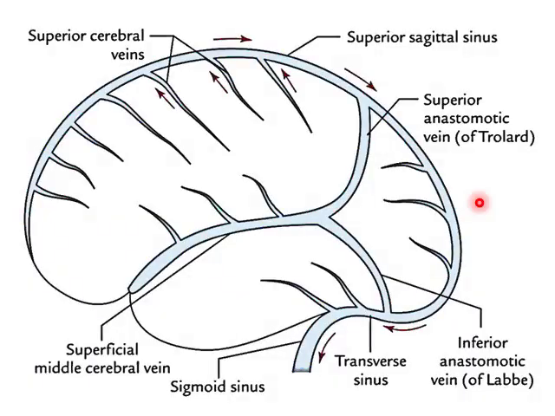This is a diagram for the lateral surface of the brain. As you see, we've got a superior cerebral vein. These superior cerebral veins are a group of veins. Actually, it's not one vein. They are all draining into the superior sagittal sinus. We have a superficial middle cerebral vein. This is part of the middle cerebral vein. It runs in the lateral sulcus, having two anastomotic channels. One of them goes to the superior sagittal sinus, and the other one goes to the transverse sinus.